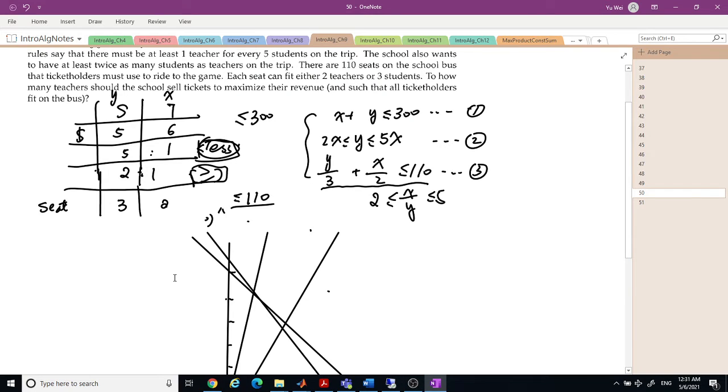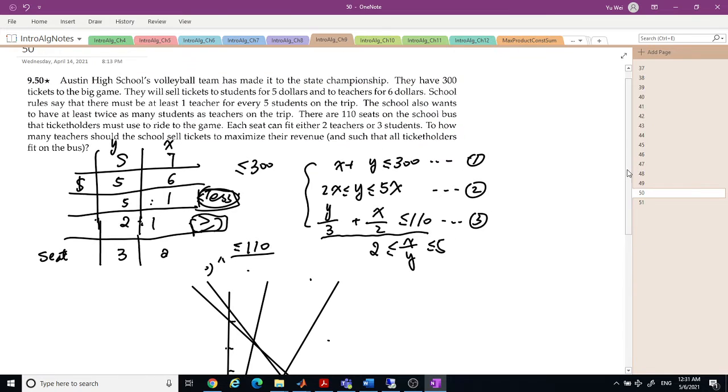Okay, so let's move on to problem 50. For this one, I just drew some pictures first because it takes a while to draw these pictures. So in the school, the problem is we have 300 tickets to sell.